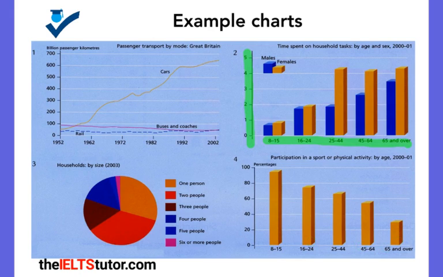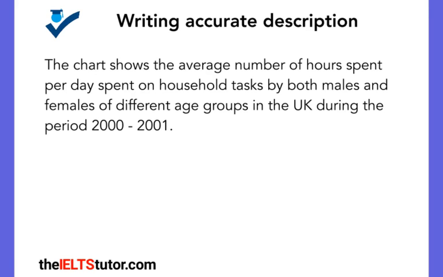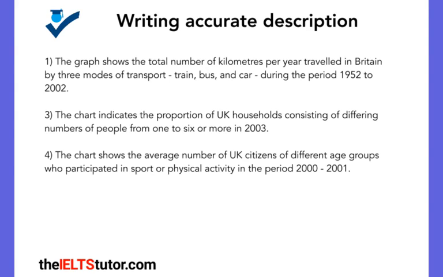Okay, shall I say that one more time? You could say the chart shows the average number of UK citizens of different age groups who participated in sport or physical activity in the period 2000 to 2001. If you would like to see my answers written down, you can see that there.